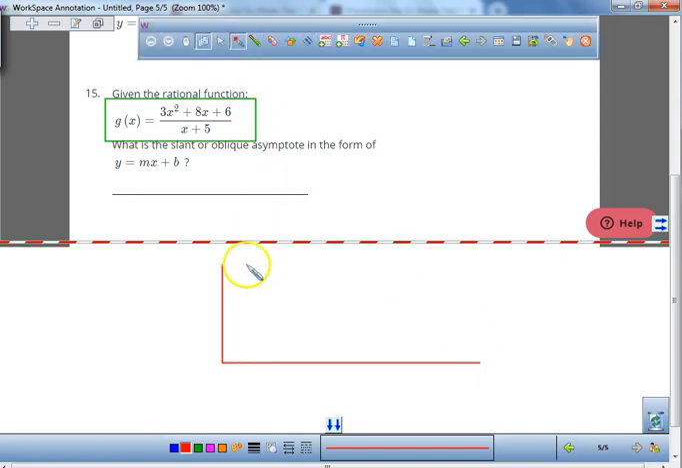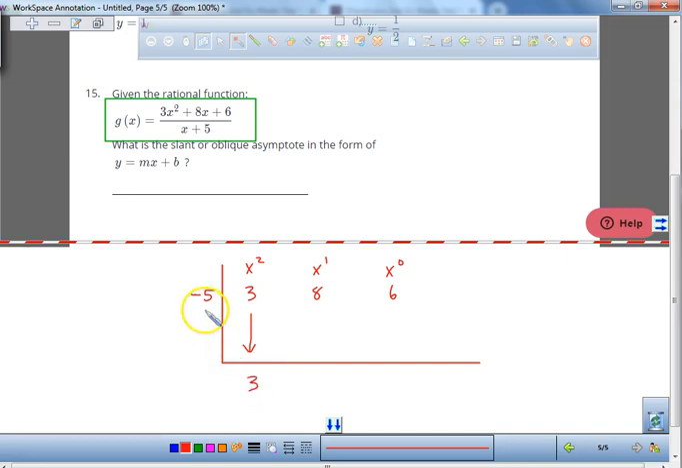So we're going to start out with what? X squared, then work our way down to x to the first and x to the 0. How many x squareds do I have, everyone? 3. How many x to the firsts? 8. How many x to the zeros? 6. If that says x plus 5, what number am I going to plug in? -5. Very good. And we just do what? We drop it down. Okay, so drop down a 3.